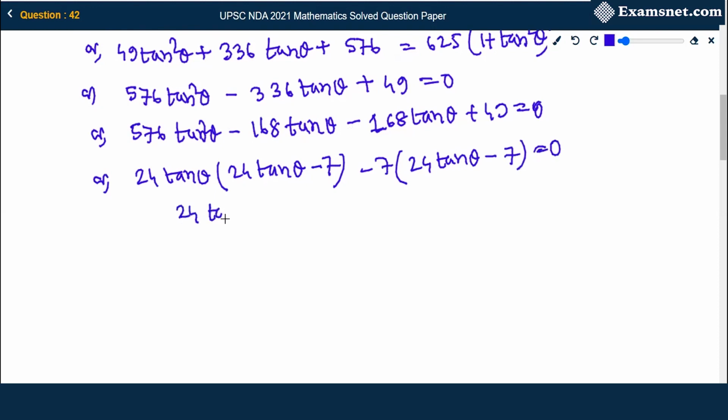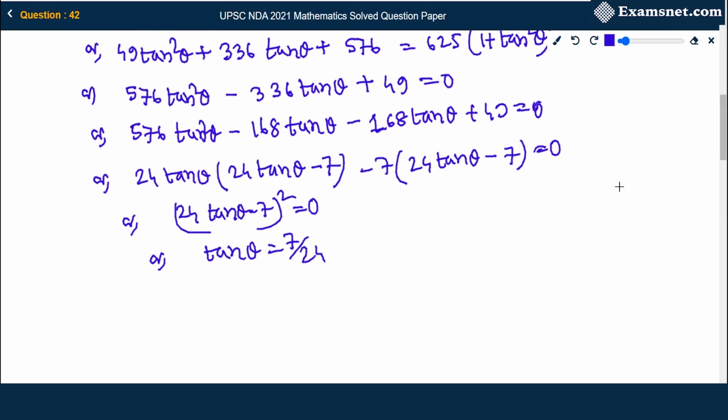So it becomes (tan theta minus 7) whole square equals 0. So from here we can easily write tan theta equals 7 by 24. Okay, we got the value of tan theta equals 7 by 24.